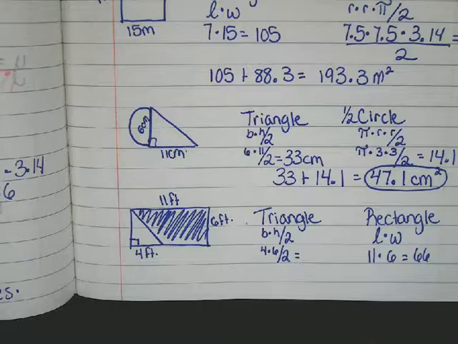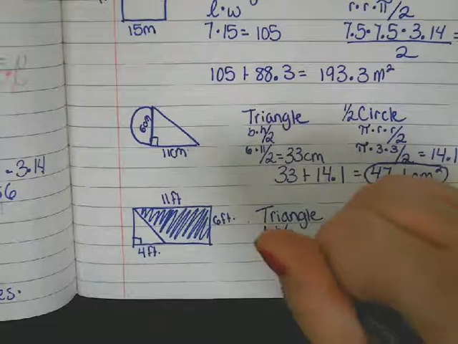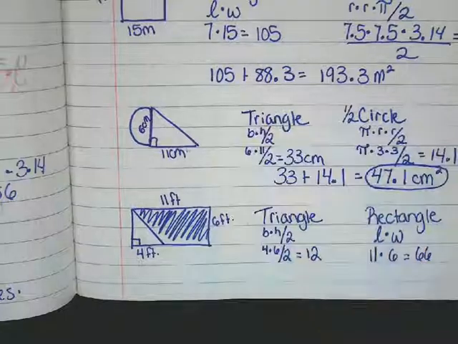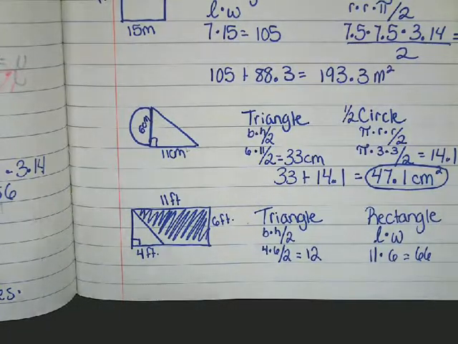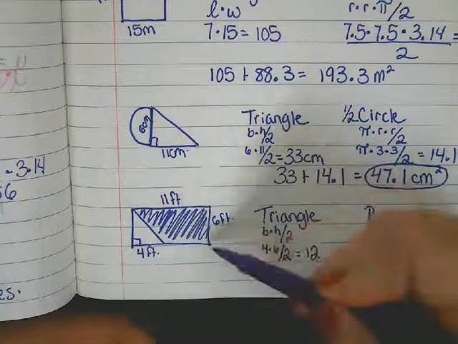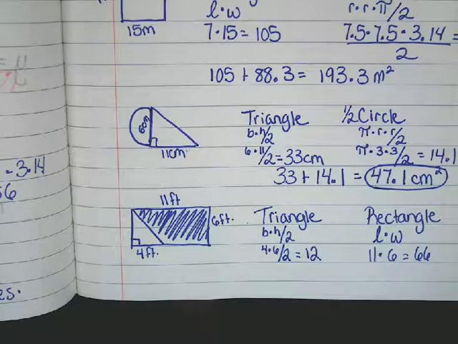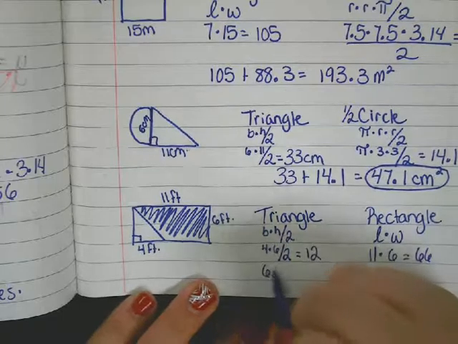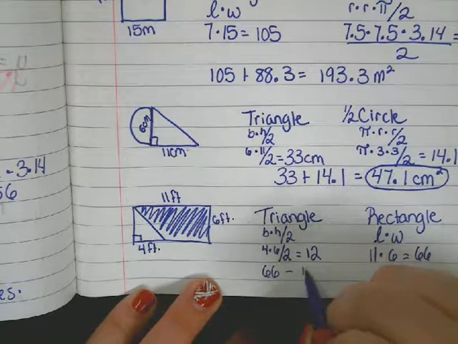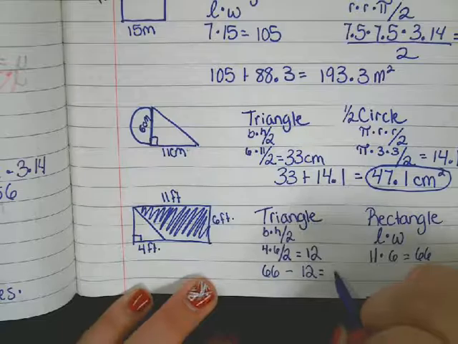So if I look at this figure, the whole thing is a rectangle, right? And we're taking out a triangle. So are we going to add it this time? You need to subtract. So I take my rectangle minus my triangle, and I get 54 feet squared. So when you're looking for the shaded part, you have to subtract it out.